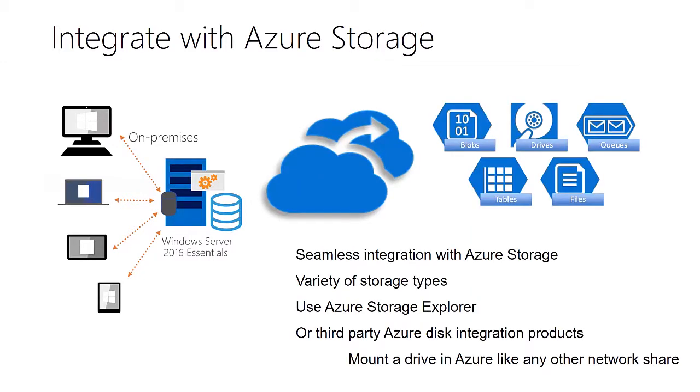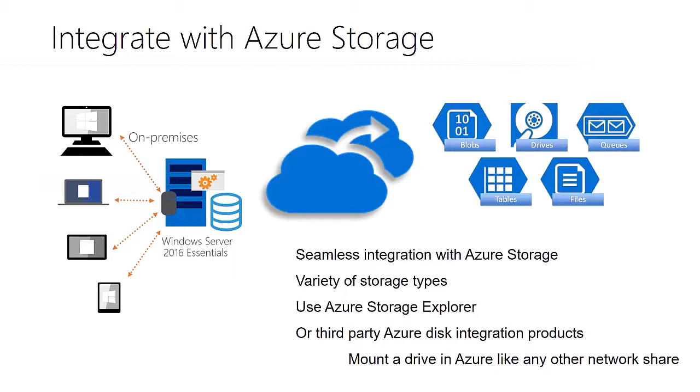Next, you can integrate with Azure Storage. So there's seamless integration with Azure Storage, and you can access a variety of storage types. They can either be blobs or actual drives or queues or tables or just store your files. And you can use Azure Storage Explorer to view the storage that's in Azure from either your desktop or the Windows Server 2016 Essentials device, or you can use third-party disk integration products where you can mount a drive in Azure and it looks like any other network share.